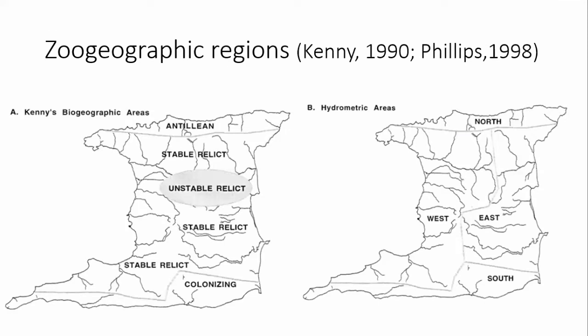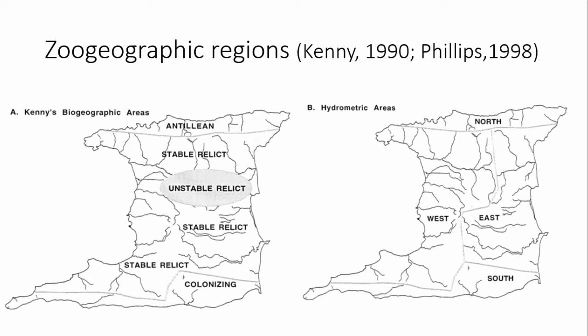Now, Kenny put forward this thinking, dividing Trinidad into different zones according to its aquatic fauna, particularly its fish. In the North region, he defined it as Antillean, and in the South region as a colonizing zone, and in the middle of Trinidad, he called it a stable relic, and more central Trinidad, an unstable relic, meaning this area was fairly dynamic in changes in the fish assemblages.